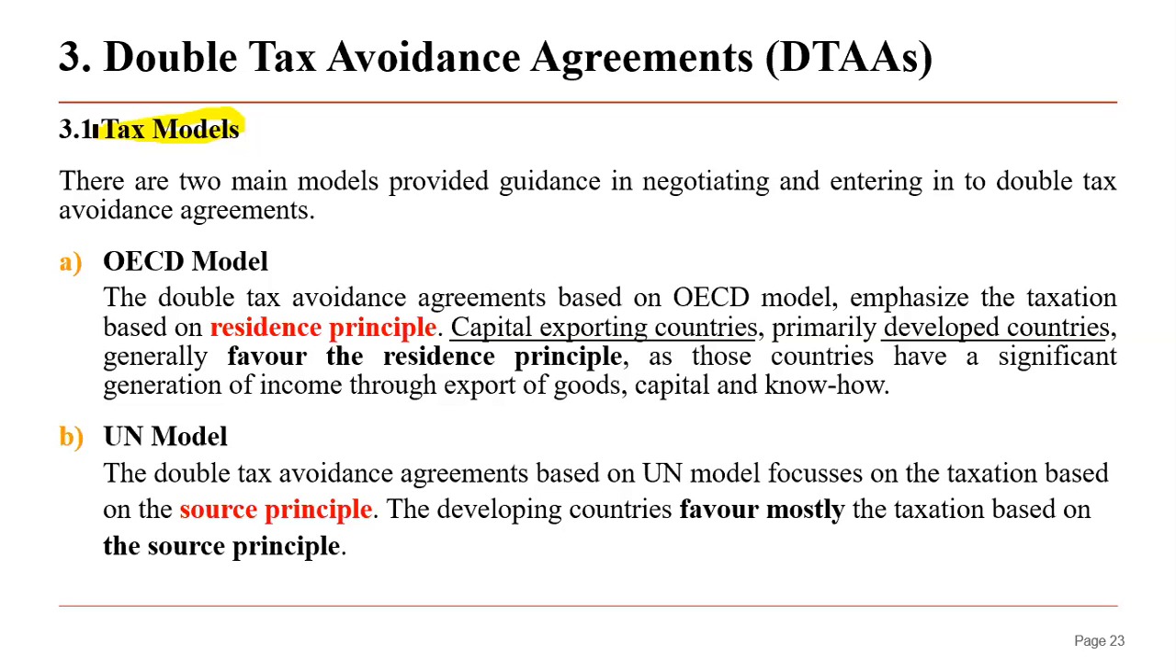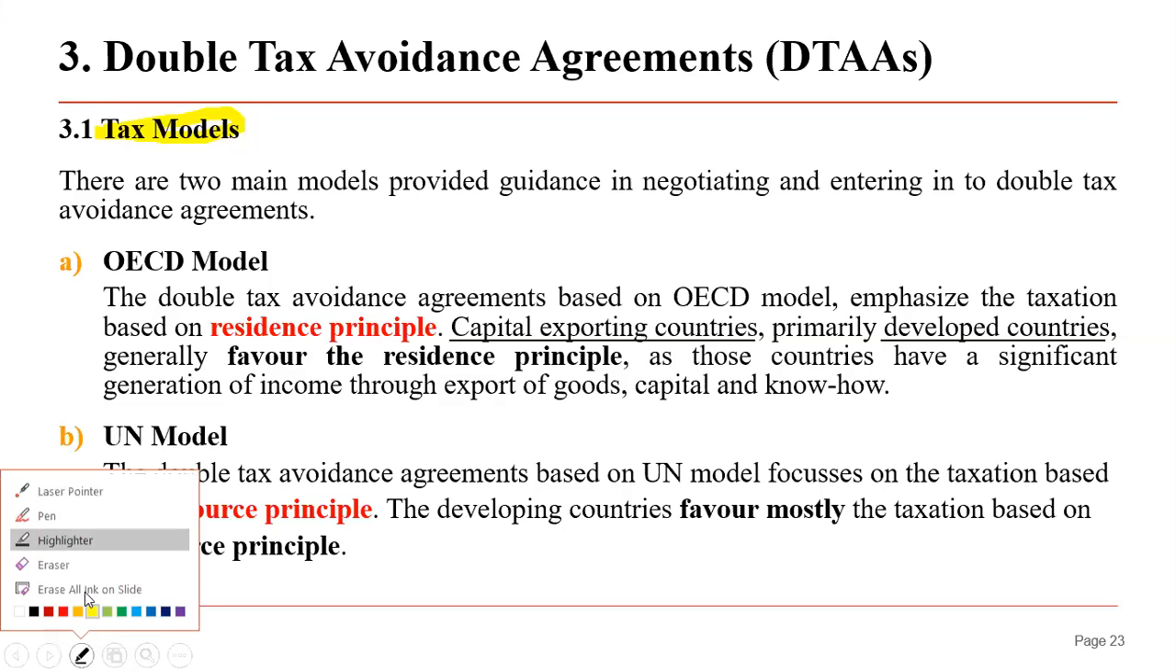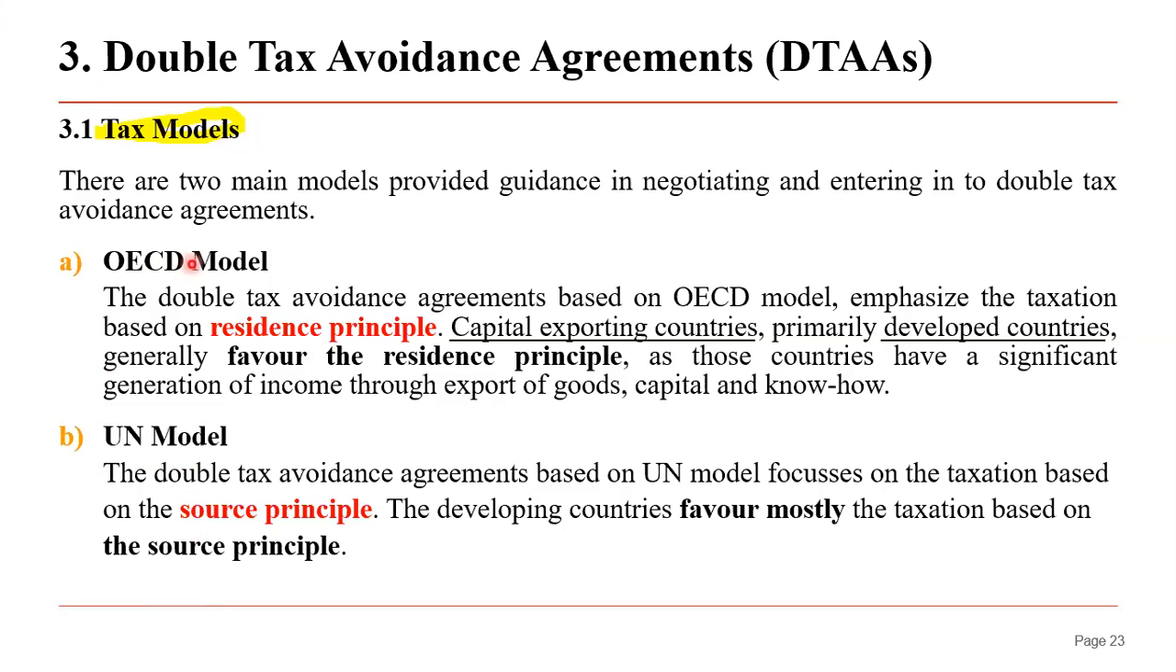Likewise, for the agreement, the DTA, they have also prepared this kind of model. They have two models, the OECD and the UN model. The OECD model is mainly used by developed countries. Here you can see, developed countries are using the OECD model. That is the main difference. First difference: the developed countries use the OECD model, and the UN model is mostly used by developing countries.